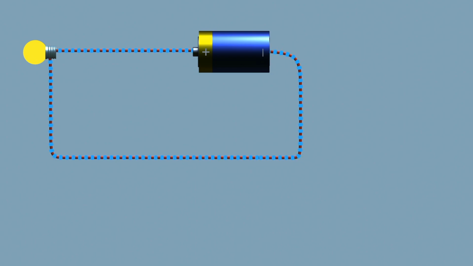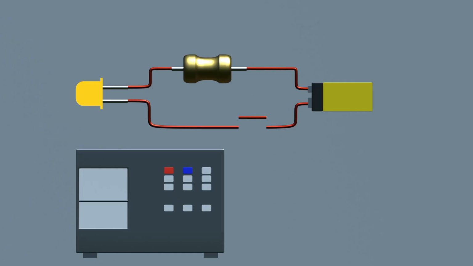Batteries produce DC electricity, meaning electrons flow in one direction from negative to positive. An oscilloscope shows DC as a flat line. You can think of DC like a river flowing in one direction. In animations, electron flow is shown from negative to positive.